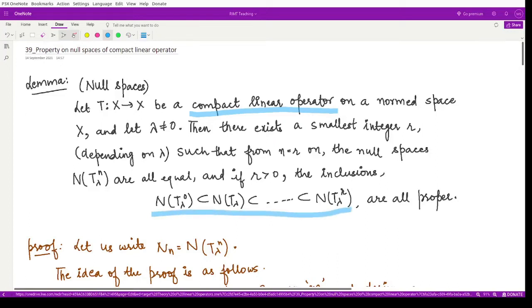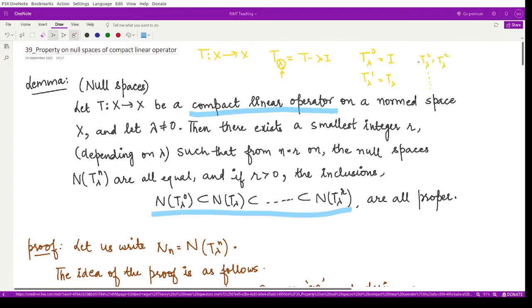First of all, let's understand what this lemma is trying to say. You are given an operator T from the normed space X to the same normed space X. Corresponding to a fixed lambda, we define T_lambda, which is T minus lambda times the identity operator. T_lambda to the power 0 is the identity operator, T_lambda to the power 1 is T_lambda, T_lambda to the power 2 is T_lambda squared, and so on.